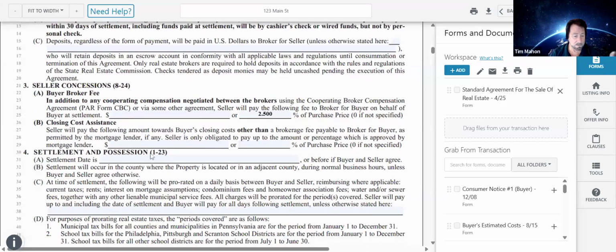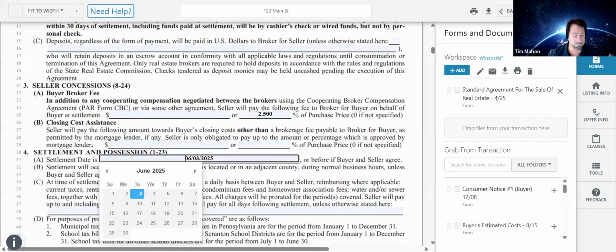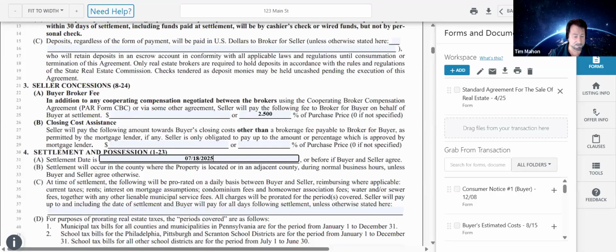I didn't fill in a date. It's actually right here. So let's fill in a day here. Let's say we said we're going to work with that 45-day window. So let's take that Friday the 18th. So I made settlement date July 18th. If settlement doesn't occur by that date, or before if buyer and seller agree, then this sale falls apart, unless we do an extension addendum.